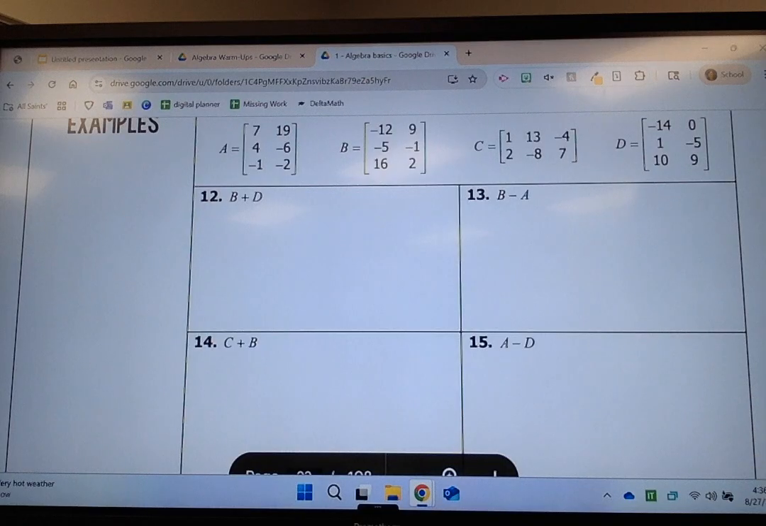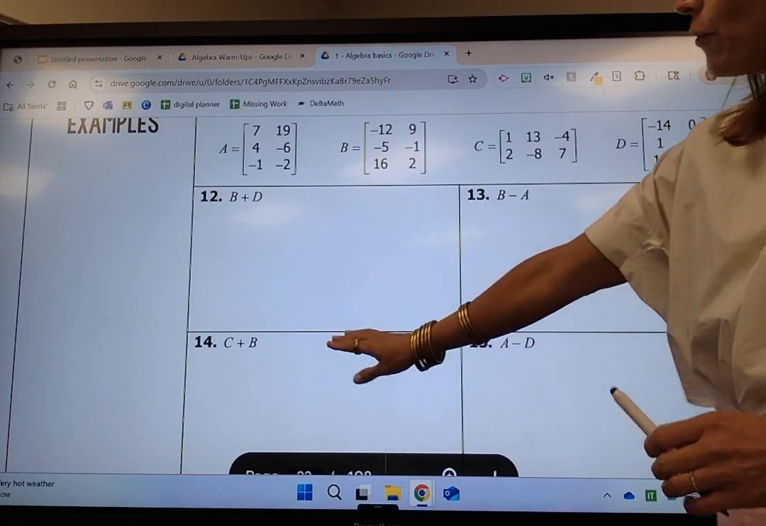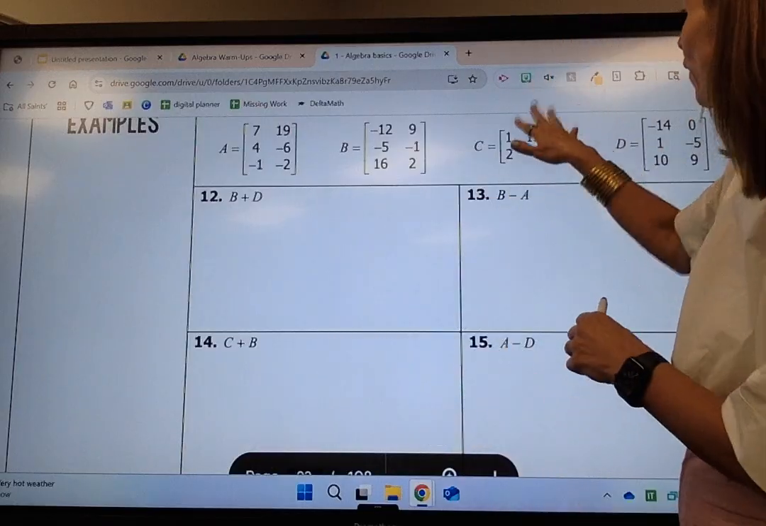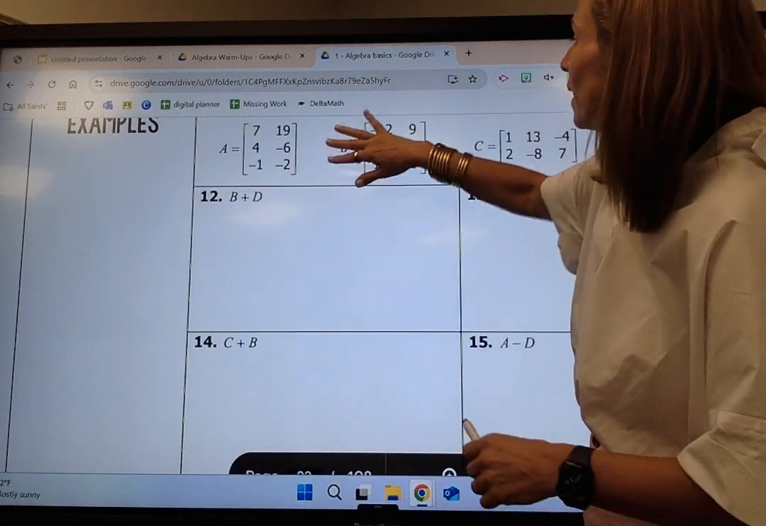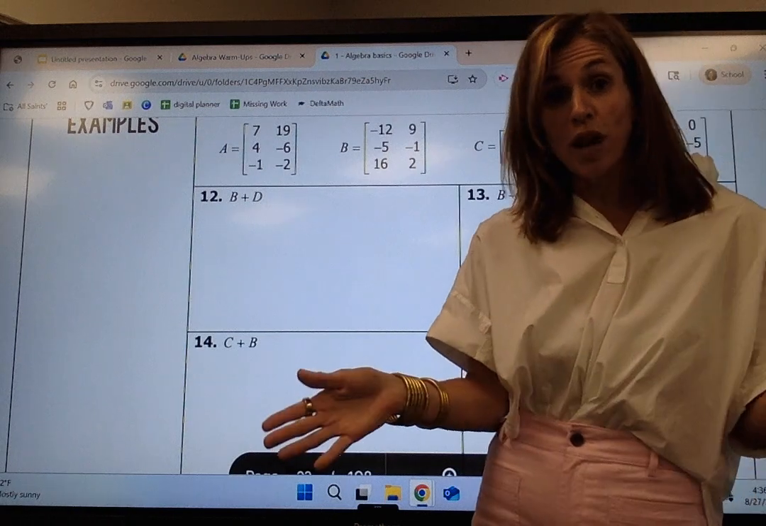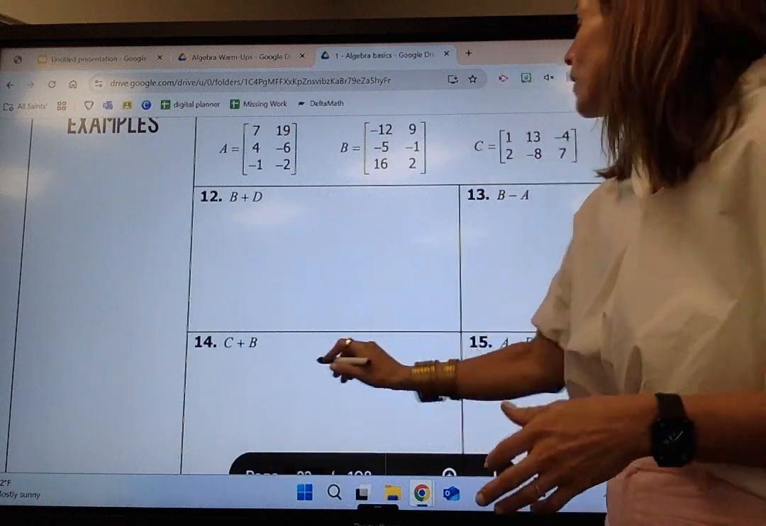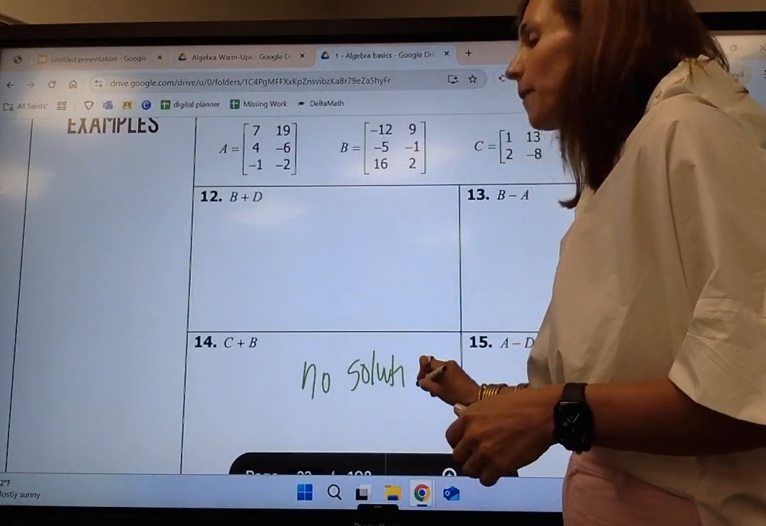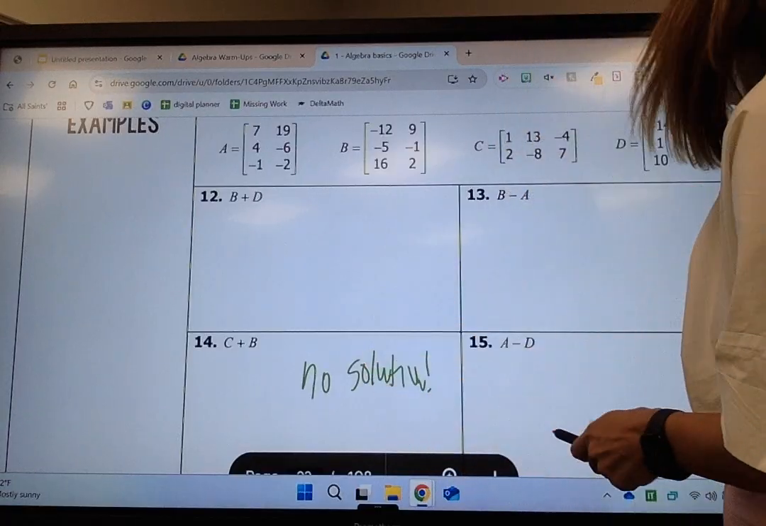All right, let's look at 14. First, you have to ask yourself if you can do it. So C is a 2 by 3, and B is a 3 by 2. Those do not have the same dimensions, so there is no solution. Okay, so I think you get the idea on that.